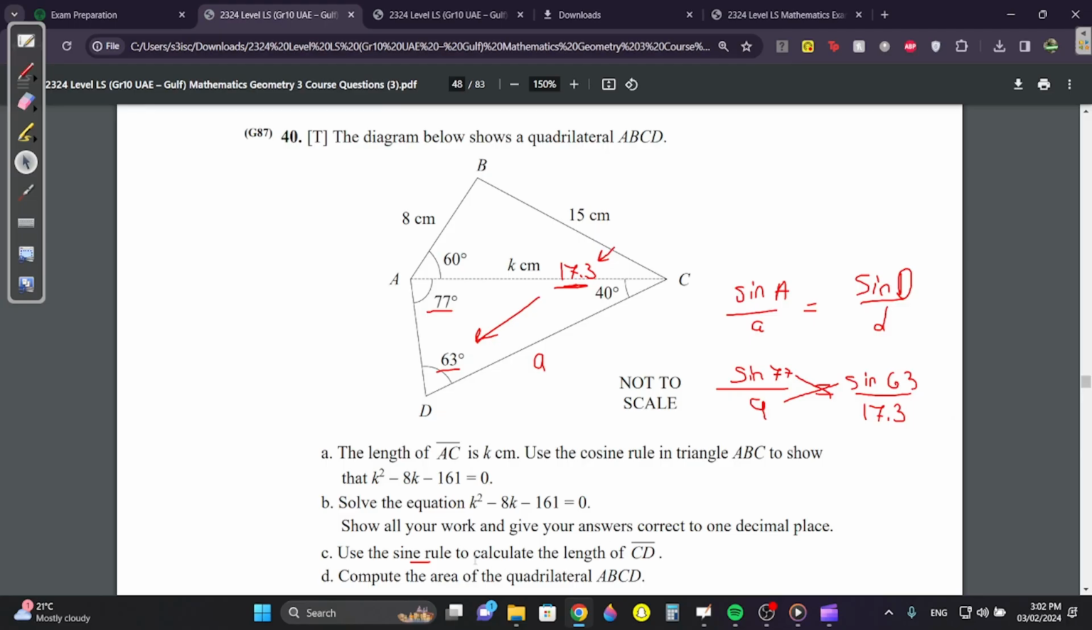18.9. Yeah, they want everything in one decimal place. You get equals 18.918. We want it to one decimal place, so it will be 18.9. Okay, so CD is 18.9 centimeters. Compute the area of quadrilateral ABCD.